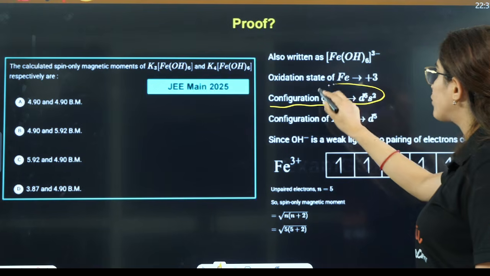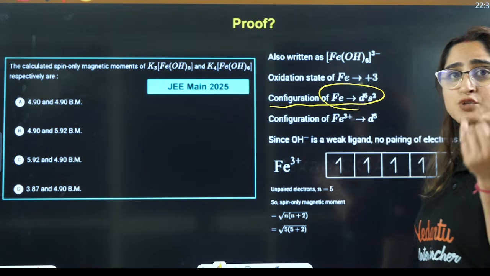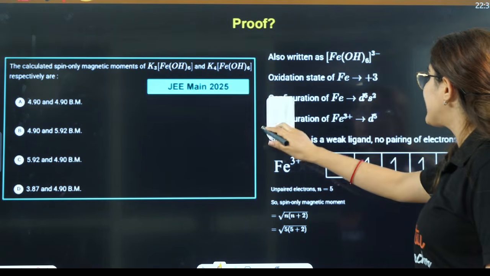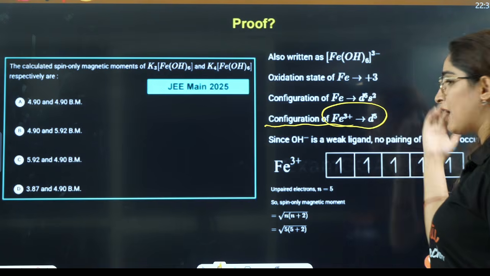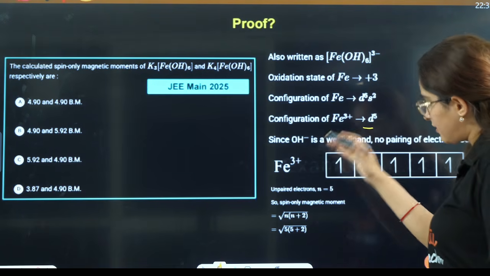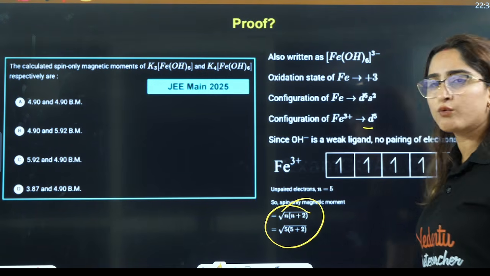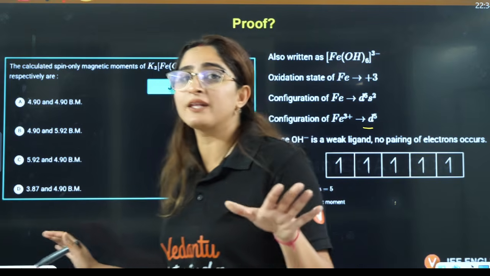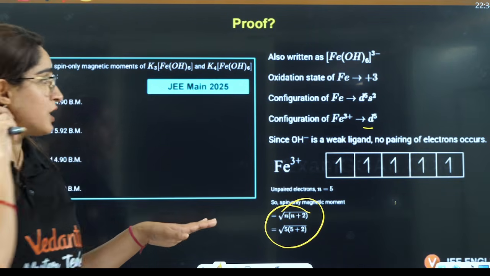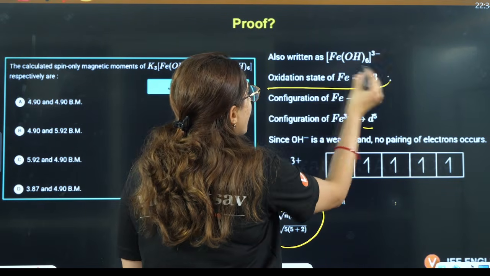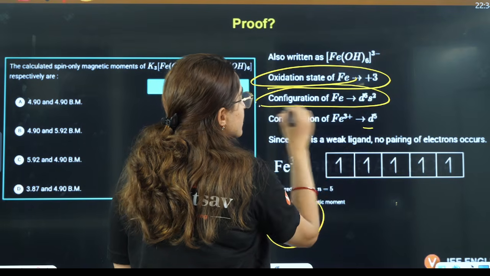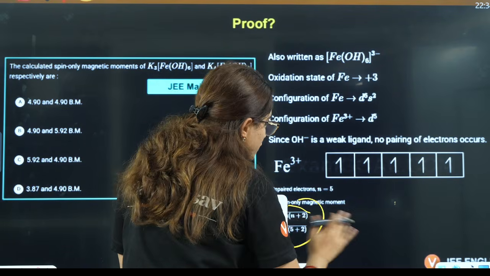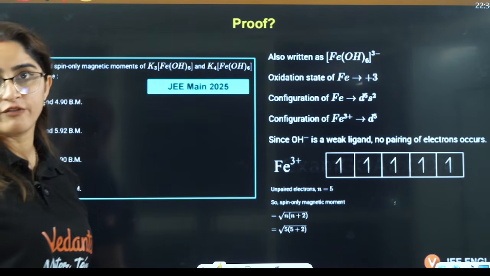Then you should know how to write the electronic configuration that you study in structure of atom, right? Then you should know how to take out the electrons here. Then after that, spin calculation. We also teach you spin calculation in coordination chemistry. But till here, oxidation state calculation, electronic configuration, at least you should know how to fill the electronic configuration.